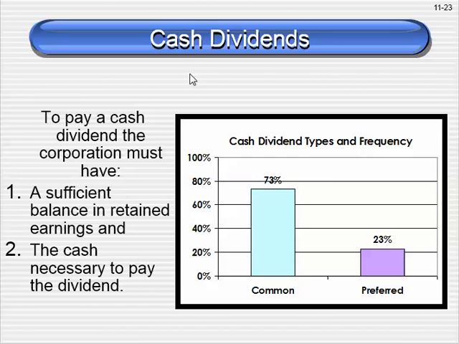Okay, let's look at dividends. So there are a couple different kinds of dividends. Companies can issue cash, stock dividends, and we'll talk about both of those here in just a minute. The most common is probably just a plain old cash dividend.